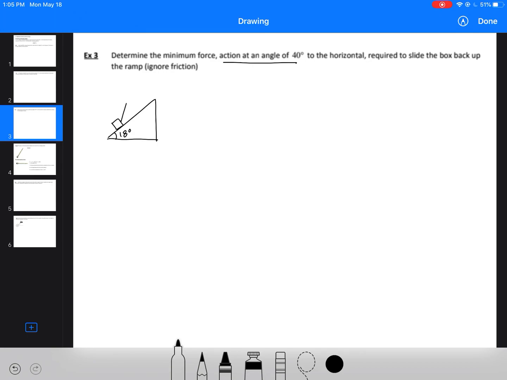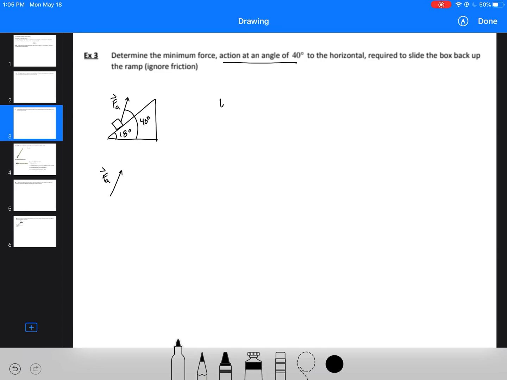and now we've got our force, right? So imagine you're pulling a string or something like that, and it is at an angle of 40 degrees to the horizontal. So that's measured all the way from the bottom, from level ground. So if I draw a diagram here, we're going to call F sub A my applied force going up the ramp. So I would have my applied force here.